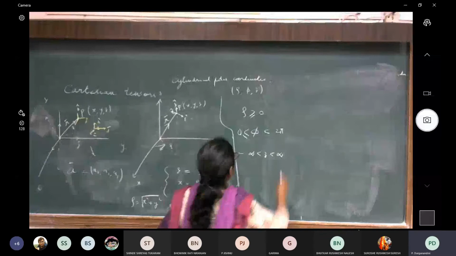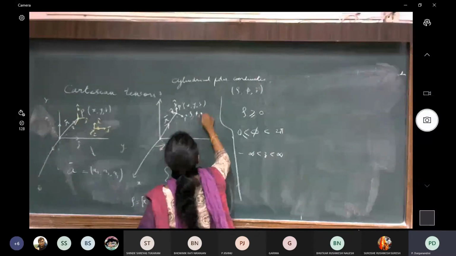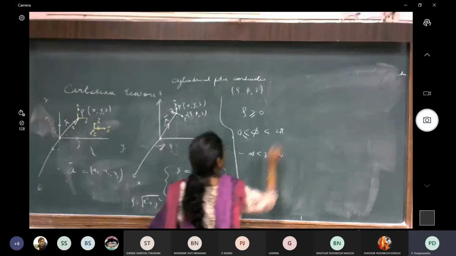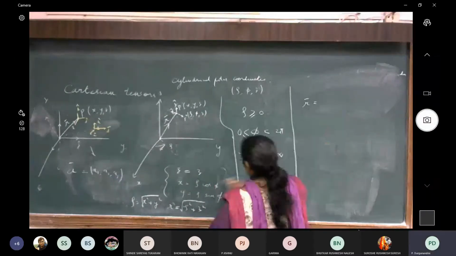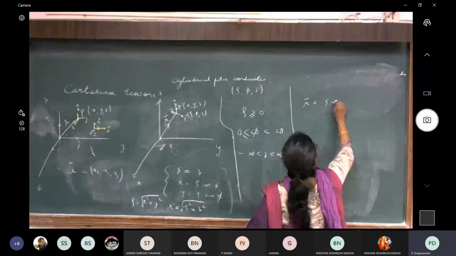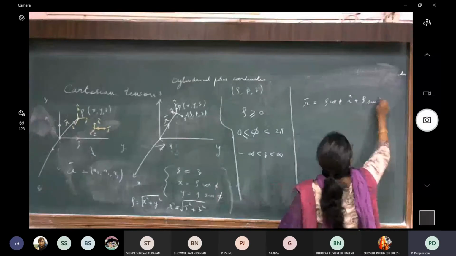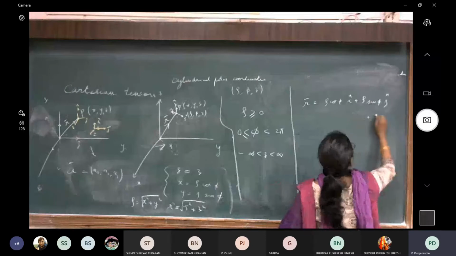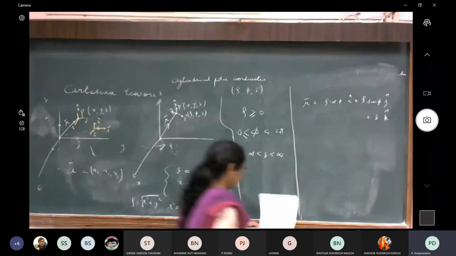Okay. So your position vector then. The position vector now in terms of rho, phi, and z can be written as r equal to rho cos phi i cap plus rho sin phi j cap plus z k cap. This is my position vector.